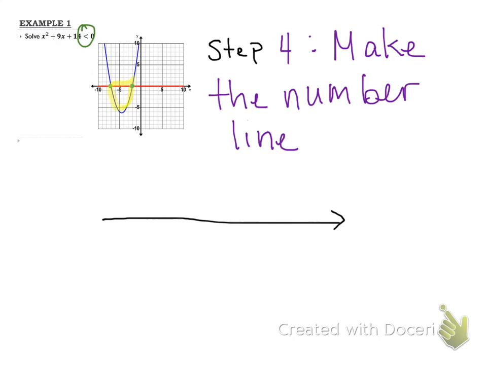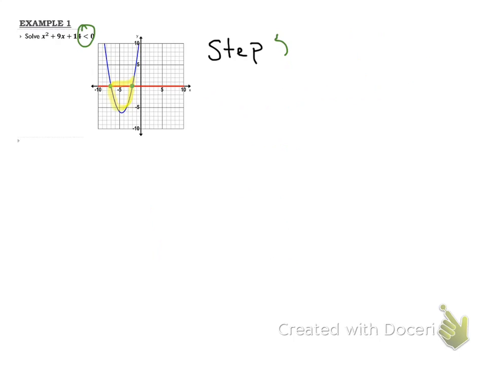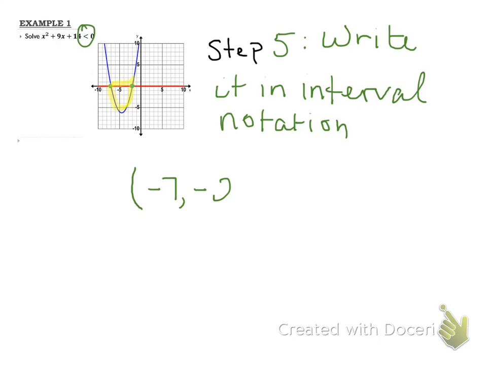Next, we'll make our number line. We'll put -7 and -2 on the number line. We use open dots because there's no line underneath the inequality sign. And then we'll draw the line to connect the dots. And then the last step is to write it in interval notation.